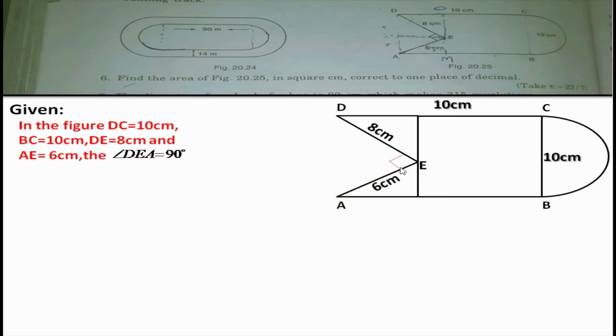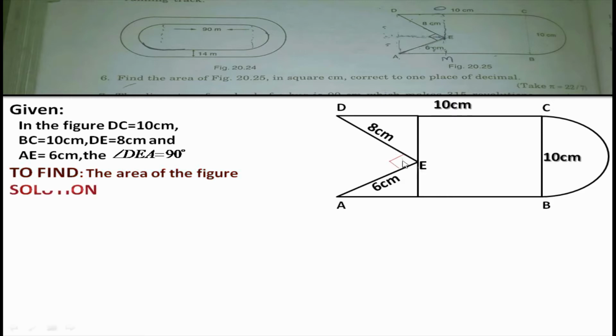The question has also said that angle DEA is equal to 90 degree. This angle DEA, this portion you can see, this is 90 degree. So let us see what the question has asked us to find. The question has asked us to find the area of this whole figure. And this figure is figure 20.25 in the book. So let us start our solution.